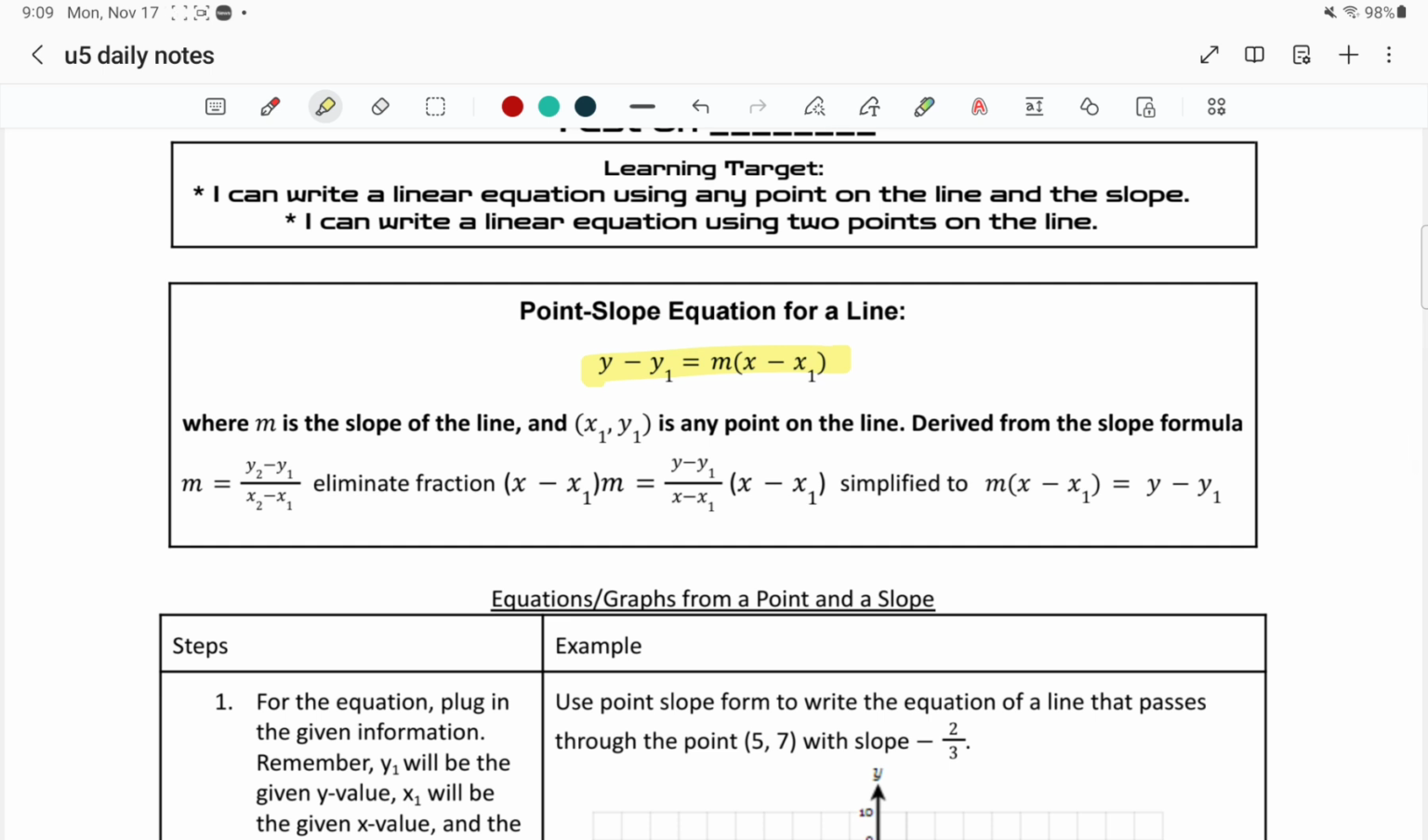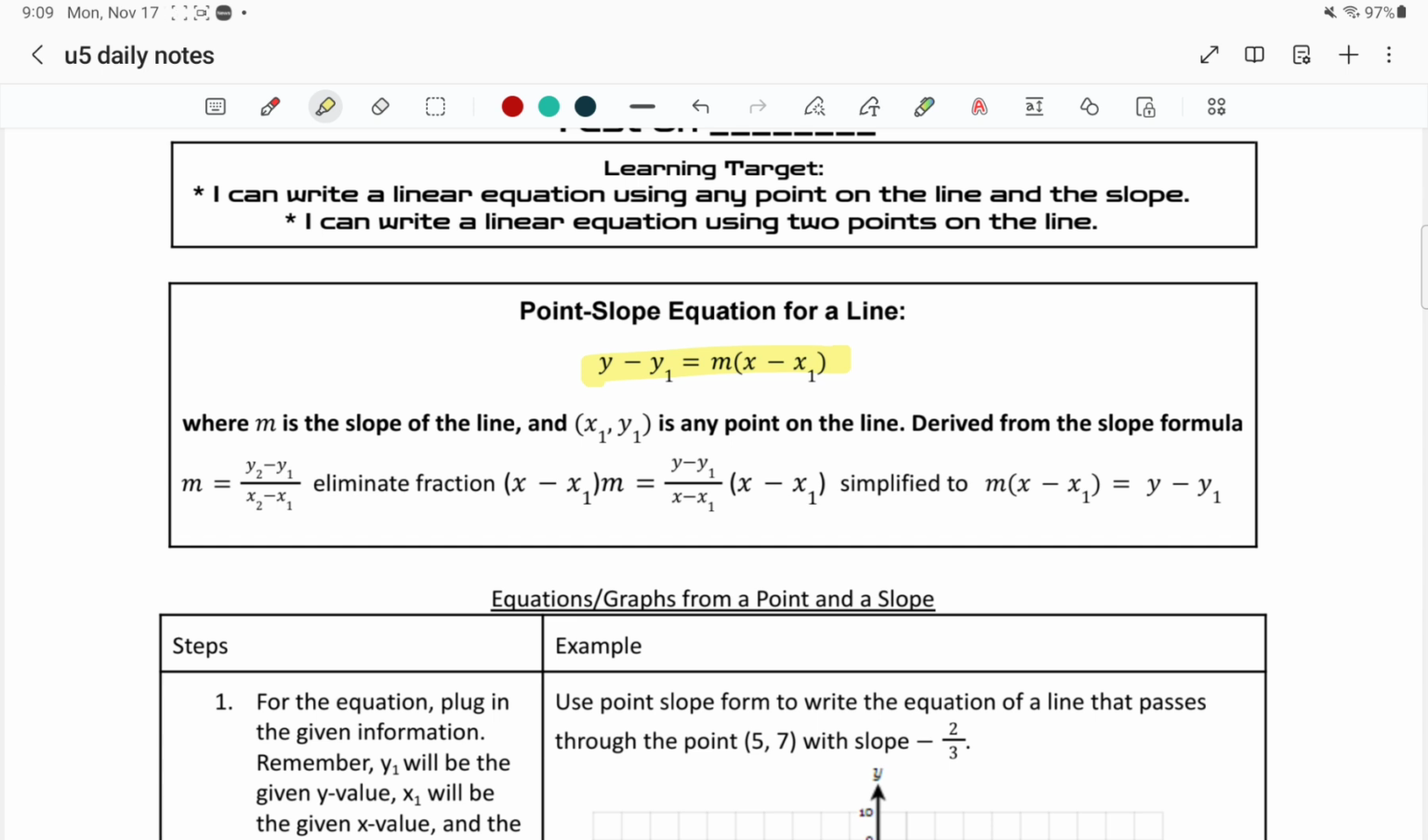Point slope form means exactly what it sounds like. I mean, think back to slope intercept form. When you have slope intercept form, you have the slope and the y-intercept. You have the things that are in the name. That's the point of the name.